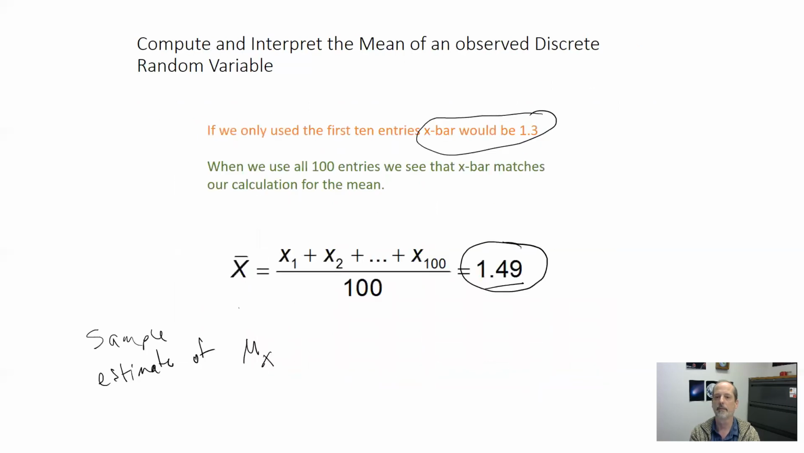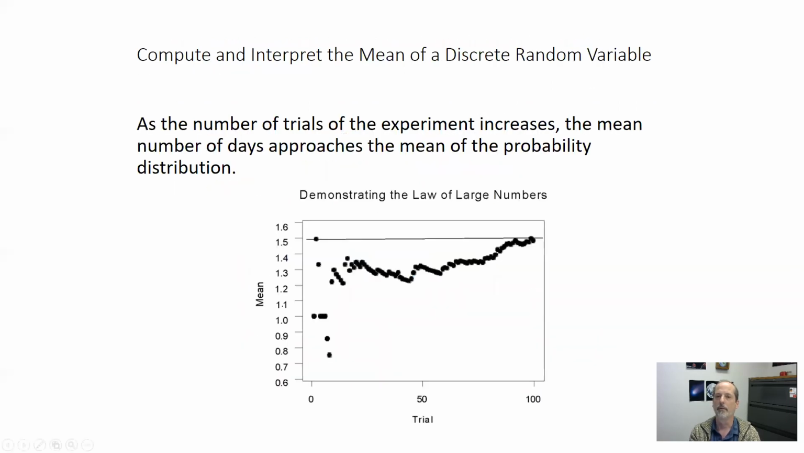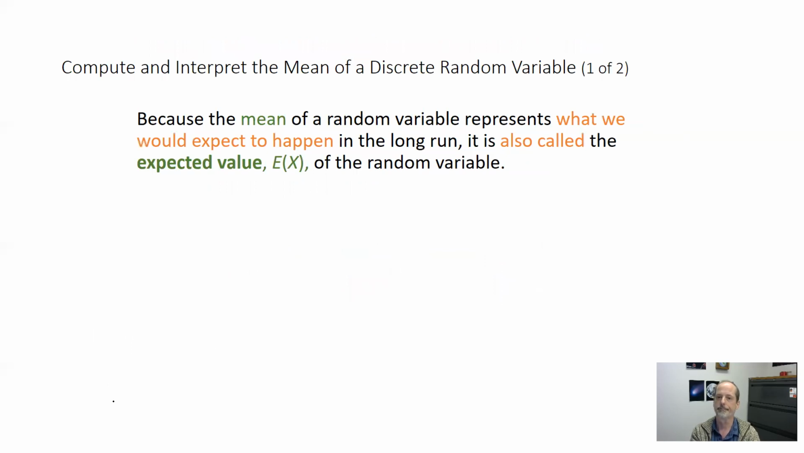Okay, so that's just a sample estimate. All right, so that brings back to mind the law of large numbers. Notice if we just do very few trials, we don't really hit the expected value. But if we increase the number of trials, we start to lie on the line that represents the expected value for that particular experiment, or in this case, discrete random variable.